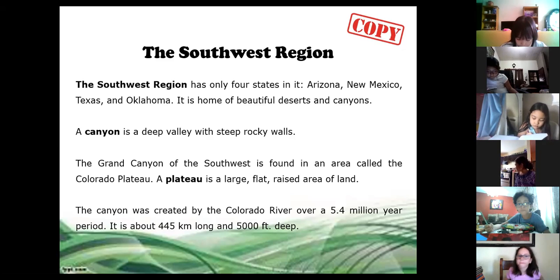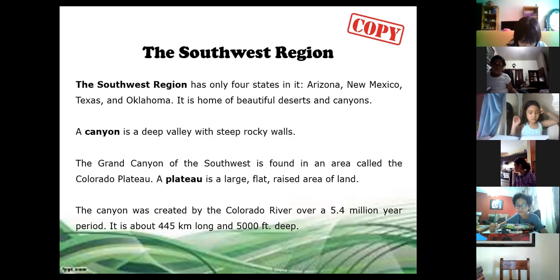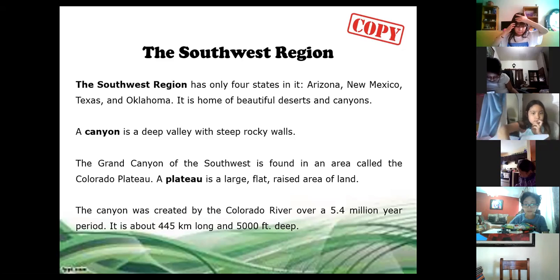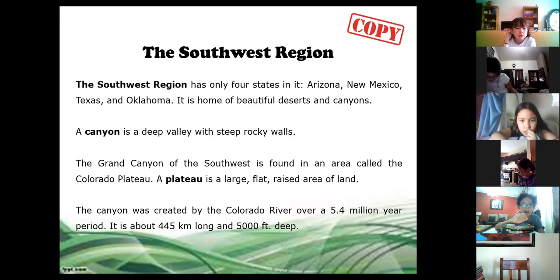And in this region, we're going to learn about the Grand Canyon. The Grand Canyon is the landform that we're going to talk about from this region, the Southwest region. Remember that the Grand Canyon was created by the Colorado River. We have some information about what is a canyon. A canyon is a deep valley with steep rocky walls. That is the definition of a canyon. And the definition of a plateau is a flat, large raised area of land. So we have these two definitions about plateau and canyon.